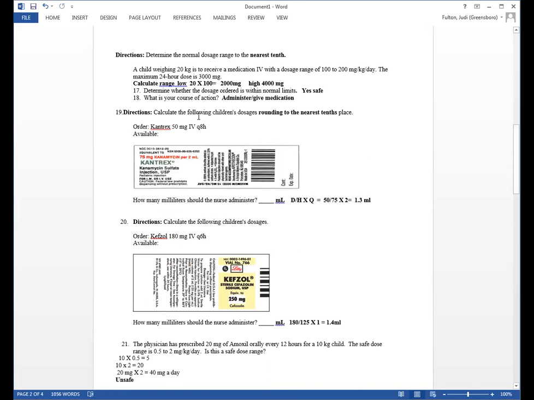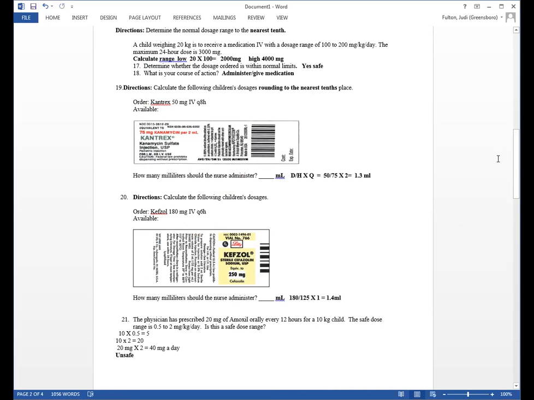Next one, direction: calculate the child's dosage rounding to the nearest tenth place. So we're going to use DHQ. Don't get confused. We still have desired, we have our have, and we have our quantity. So desired is 50. Our have or available is 75. And then our quantity, our Q, is 2. So 50 divided by 75 times 2 gives us 1.3 milliliters. And it does say to the tenth place. Unfortunately, that's where we stop.